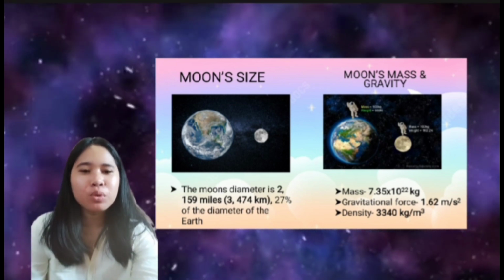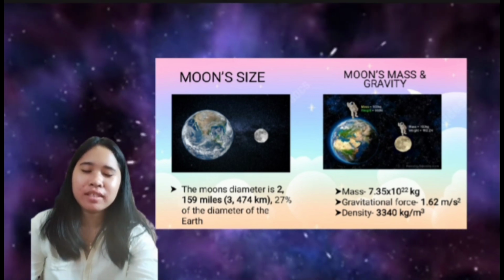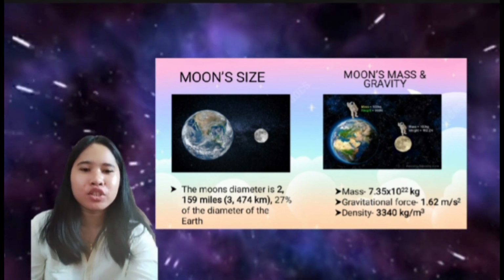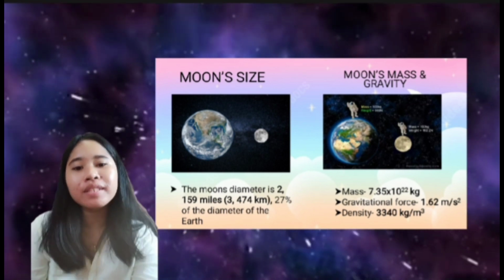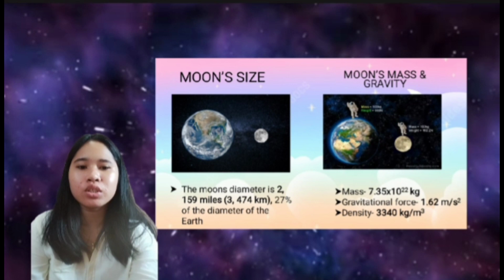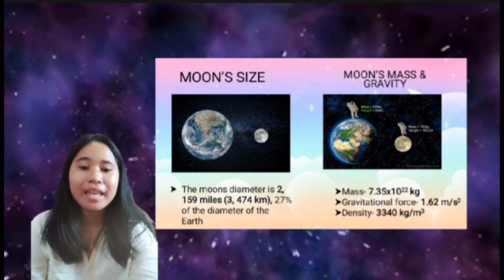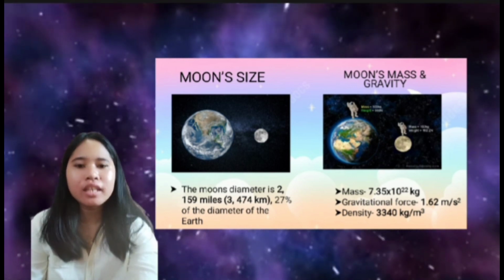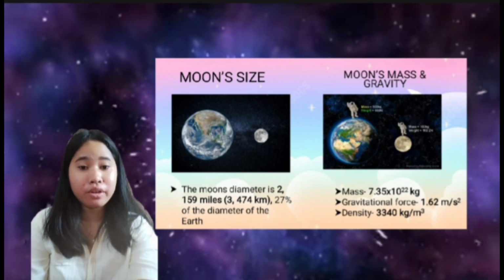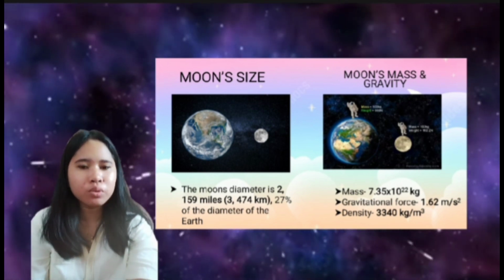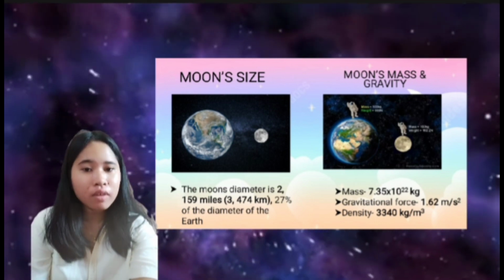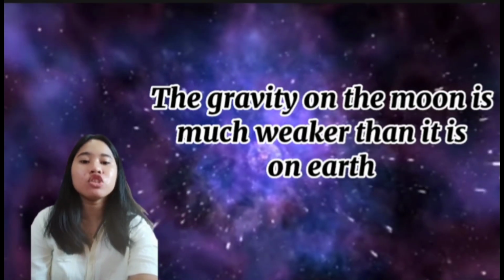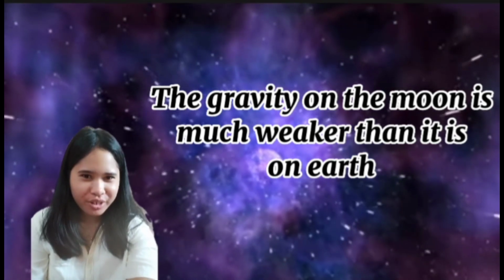So, the moon's mass is about 7.35 times 10 raised to 22 kilograms. Its gravitational force is about 1.62 meters per second squared. Its density is 3,340 kilograms per cubic meter. So, if you were standing on the moon, your mass, or the amount of stuff you're made of, wouldn't change. However, your weight would change because the gravity on the moon is much weaker than it is on Earth.